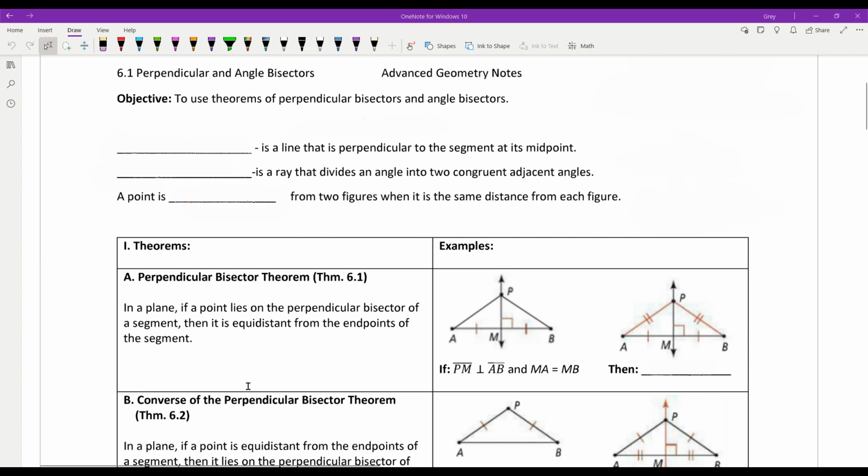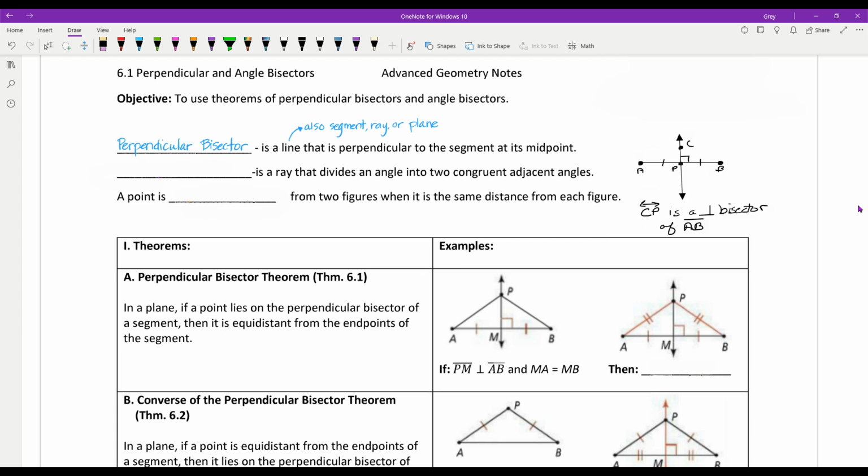So let's get started. Today's lesson is 6.1, perpendicular and angle bisectors. You talked about bisectors before. We've actually talked about perpendicular bisectors. It is a line that is perpendicular to a segment at its midpoint. Now, we define it as a line, but remember, it can also be a segment, a ray, or a plane.